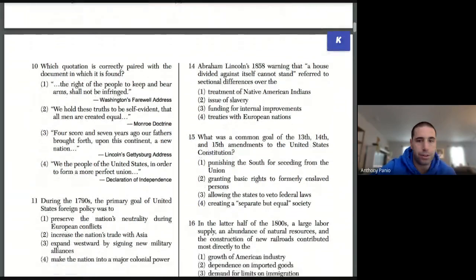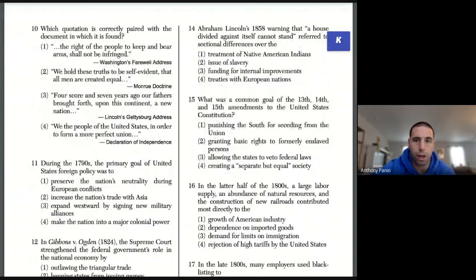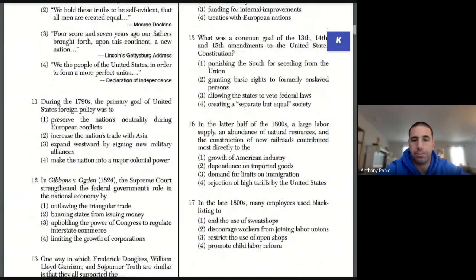Number 11, during the 1790s, the primary goal of United States foreign policy was to what? Well, we only learned about 2 foreign policies. One was Washington's, one was Monroe's, and both have to do with neutrality. So we're going to go with 1. 1 is the correct answer, Washington's proclamation of neutrality. Even if you forgot the year when Washington was president, this does relate.